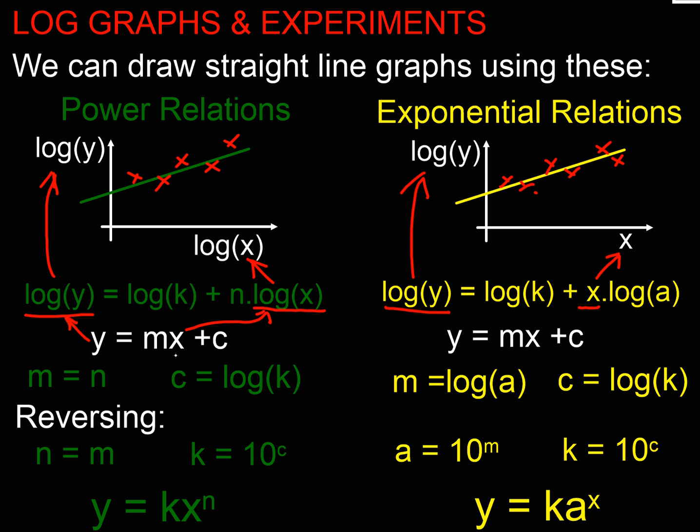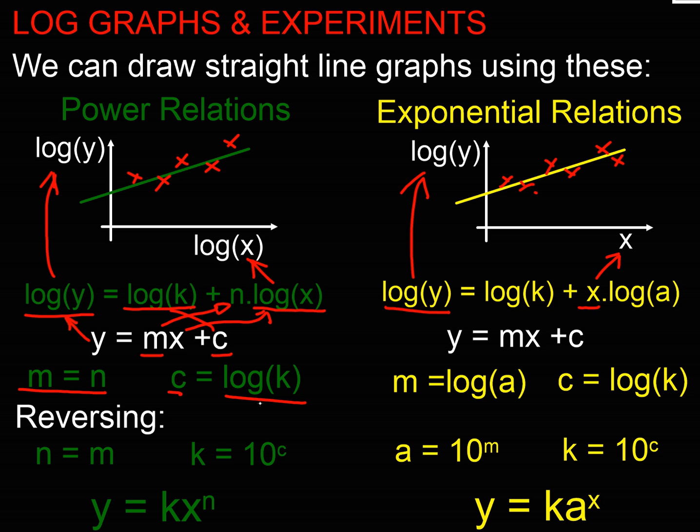Now, what's my gradient going to be then? Well, looking at the equation above, my gradient m should be n, the power. What's my constant going to be? Well, my constant is going to be this log k. That's unchanging, isn't it? So that's my constant. So what do I know? Well, I know that m, my gradient, is going to be equal to n, and my constant c is going to be equal to log k.